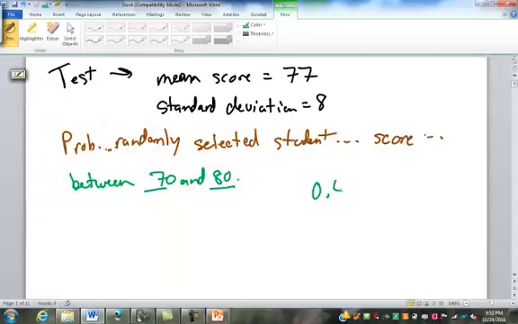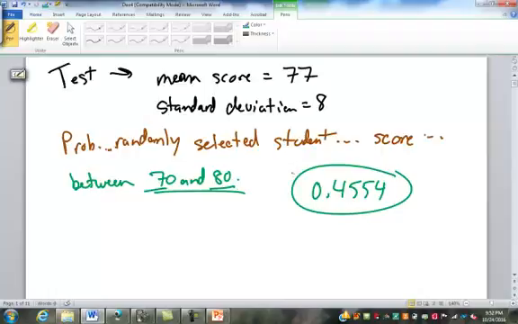0.4554 actually, is the probability that a randomly selected student is going to score in that range. Or the other way you could look at it is the proportion of the population that scores between 70 and 80 is 0.4554 as well. If you want to do a percent, it'd be 45.54%.